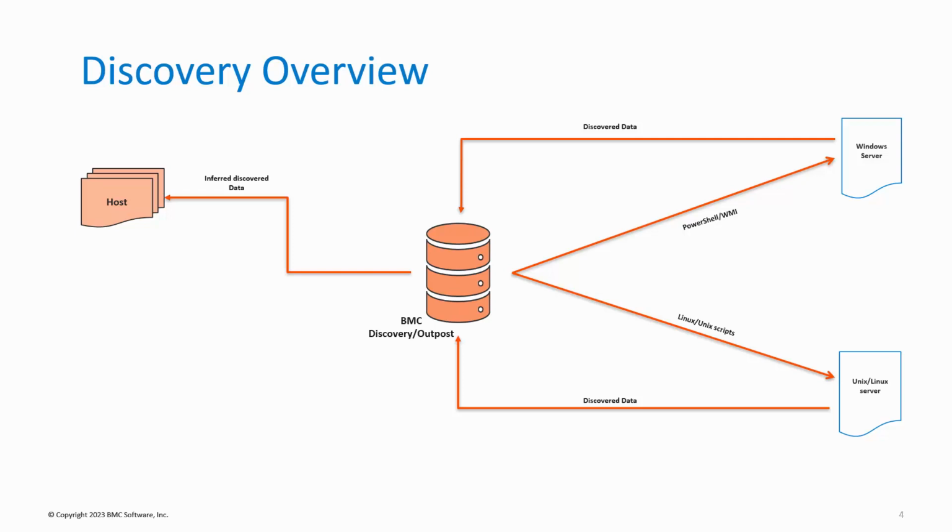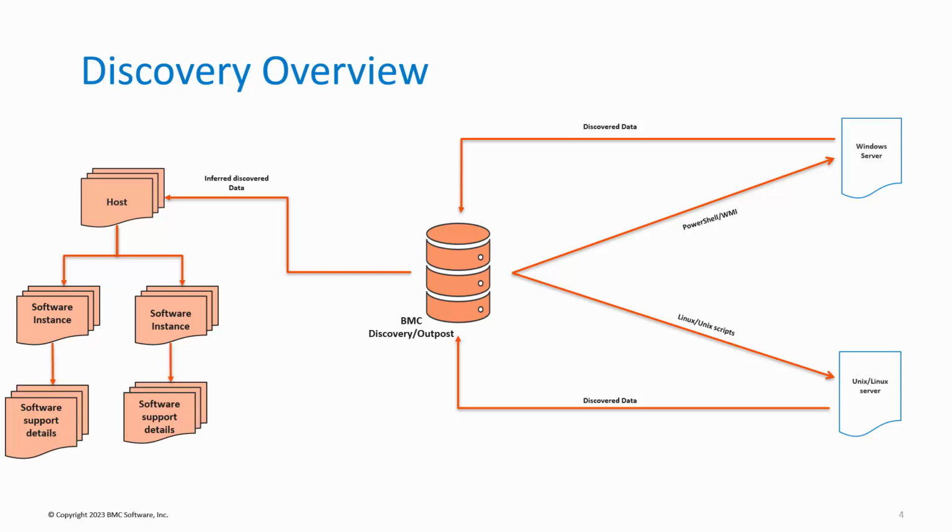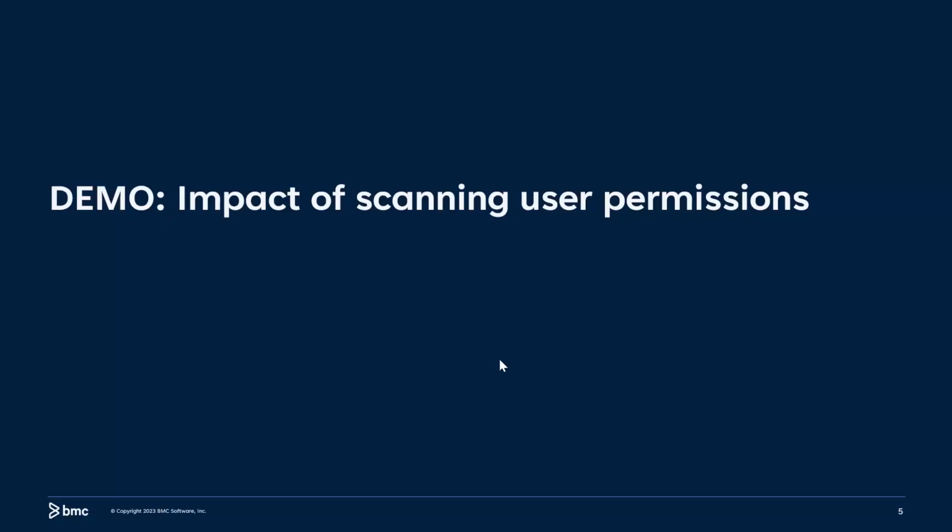Once the host node is discovered and the related processes are also discovered, its respective patterns are triggered and we get the software instances. Once the software instances are discovered, including its version, the support details are discovered. We will talk more on the support details later in this webinar. Now let's start with the first demo of this webinar.